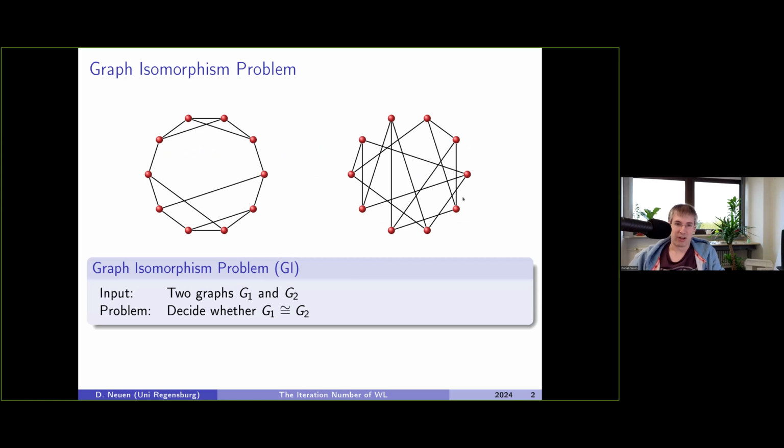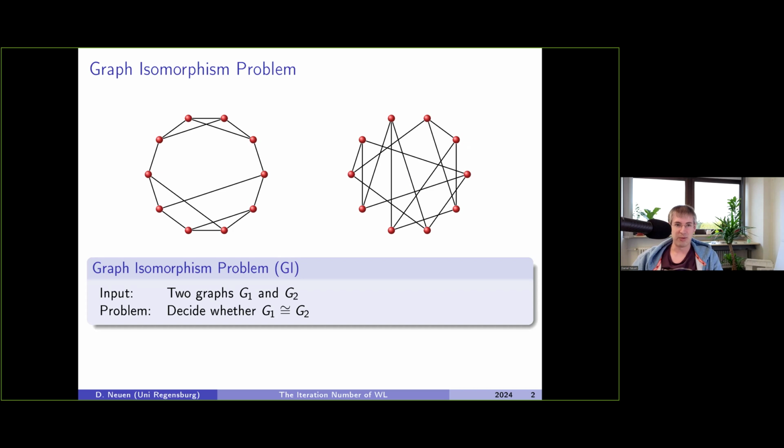Okay, so this problem is easily seen to be in NP. We don't know whether it's in P. We have the famous quasi-polynomial time algorithm due to Babai from a few years ago. So this is a big open problem, whether this problem can be solved in polynomial time. For this talk, we're not really going to look at the graph isomorphism problem, but we are interested in one particular heuristic for it, which is this Weisfeiler-Leman algorithm from the title.